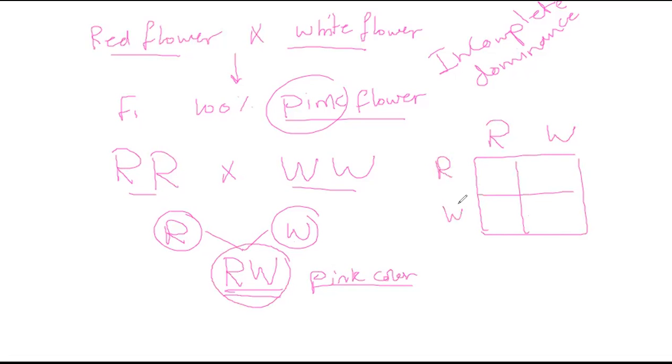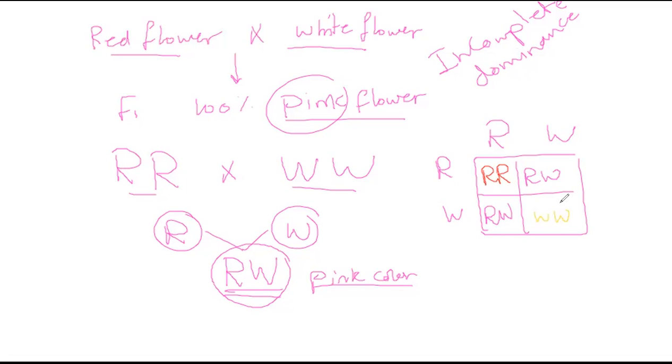So what will the results be? The first one will be RR. The second one will be RW, and that will also be RW. And the last one will be WW. So what are the probabilities we have?